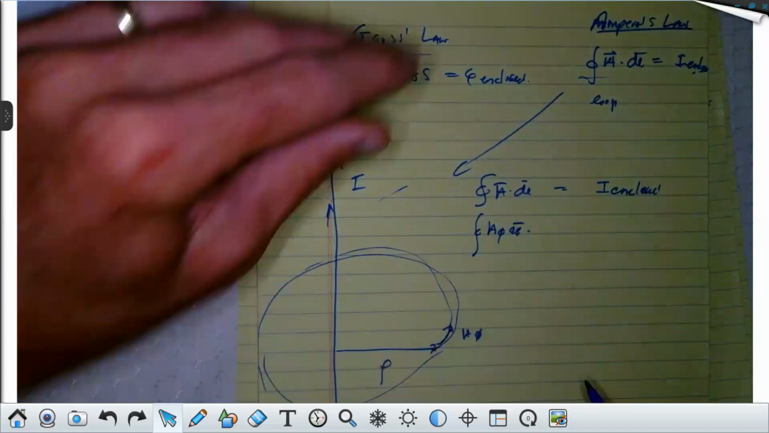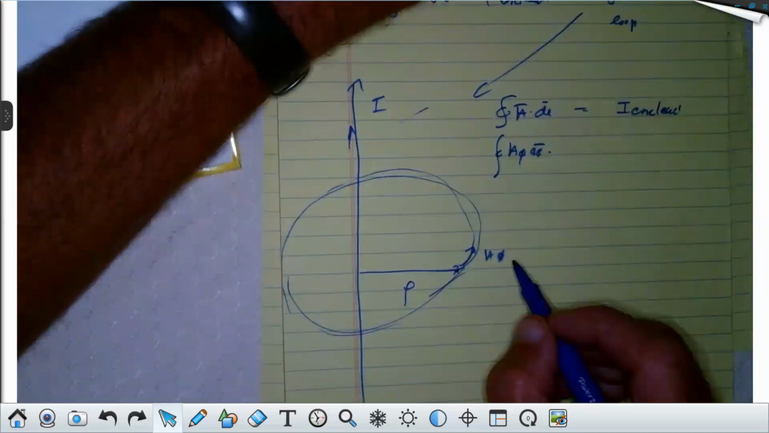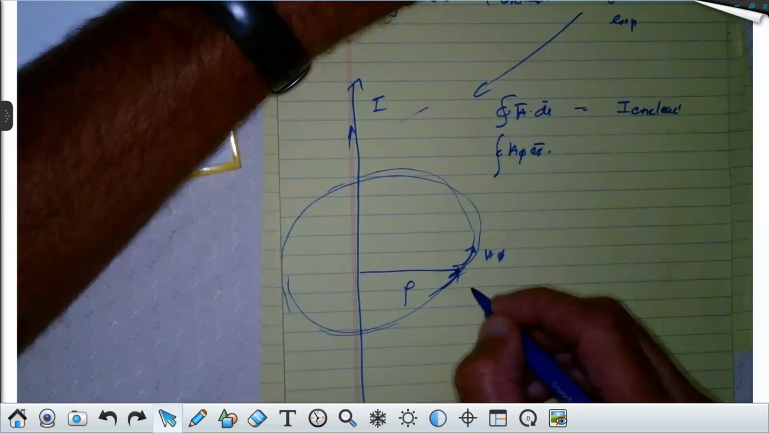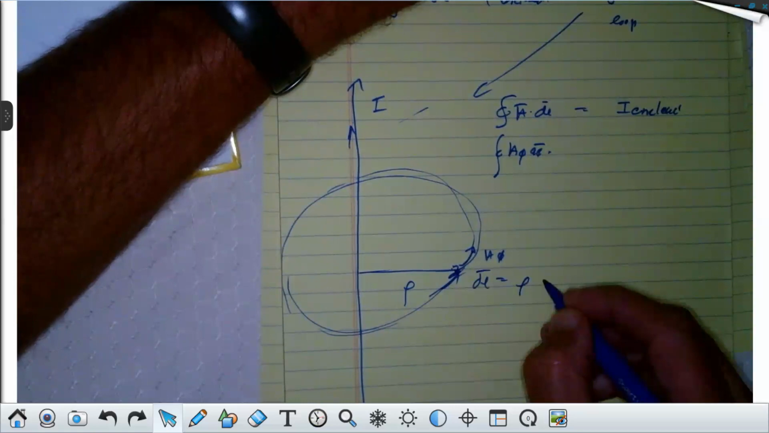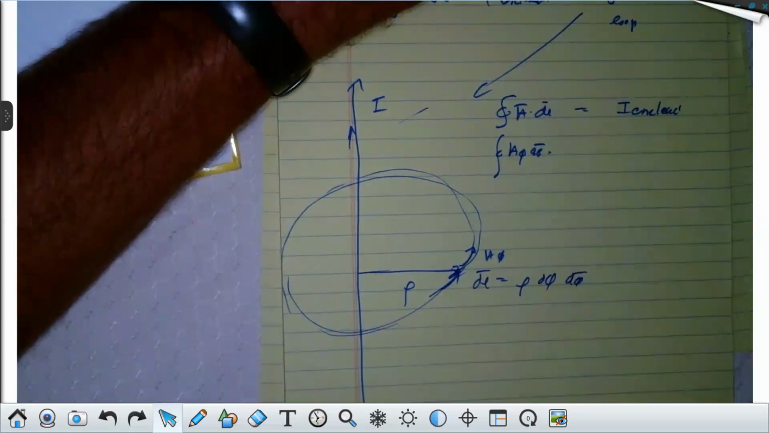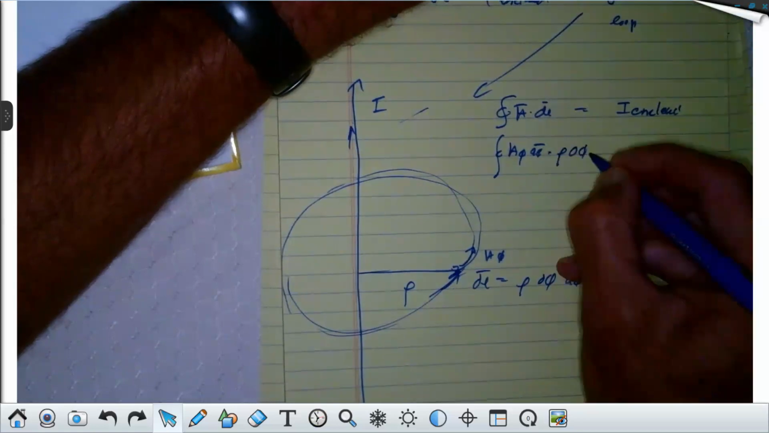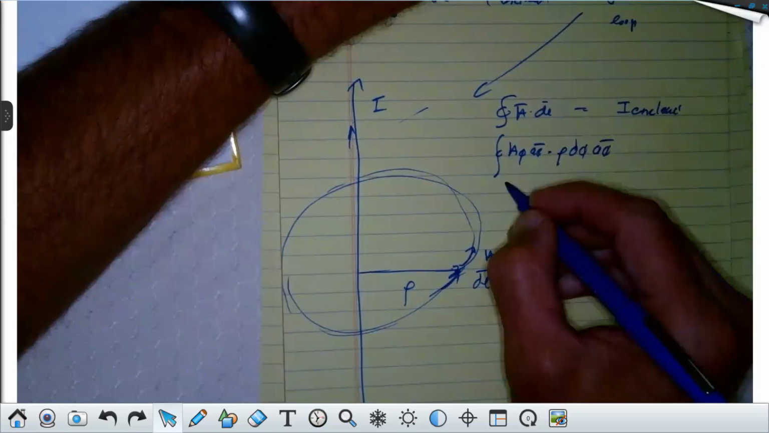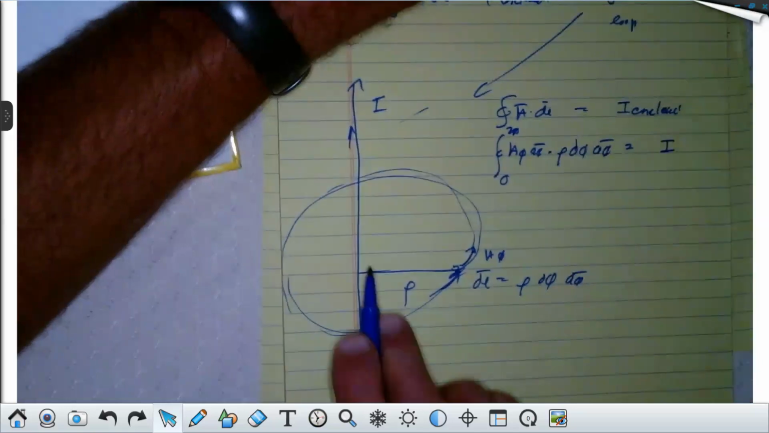Now, dl, you remember what dl is? If you have an arc length, that would be what? Rho d phi, a phi. Remember that, the differential arc length on the outer part of a circle? So it's dotted into rho d phi, a phi, and phi goes from 0 to 2 pi. That's equal to the current that's penetrating that loop.